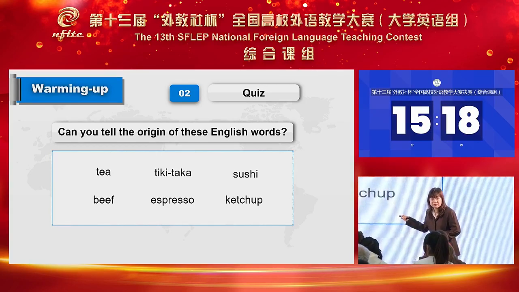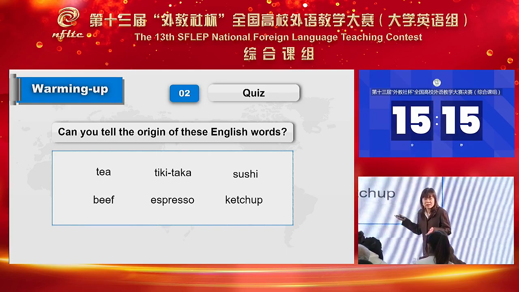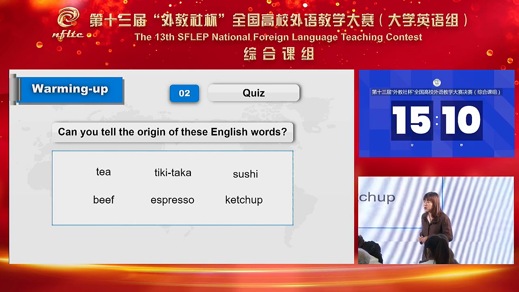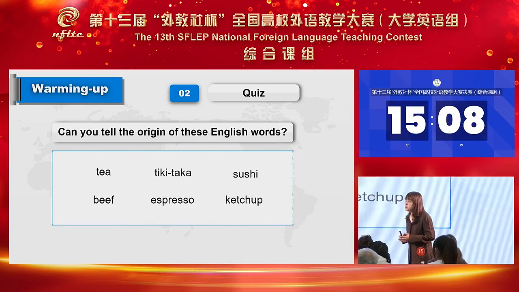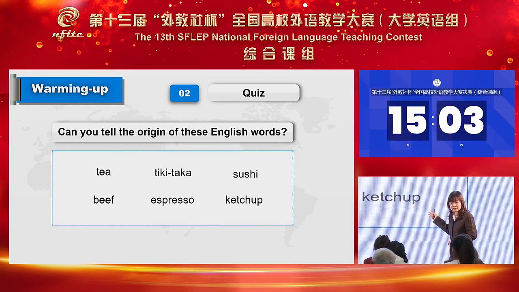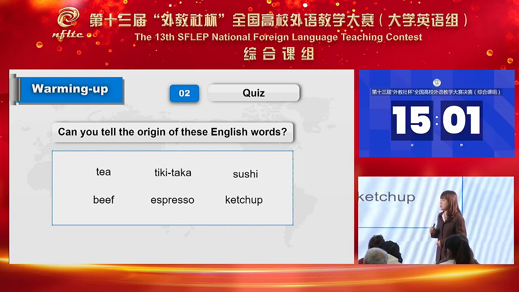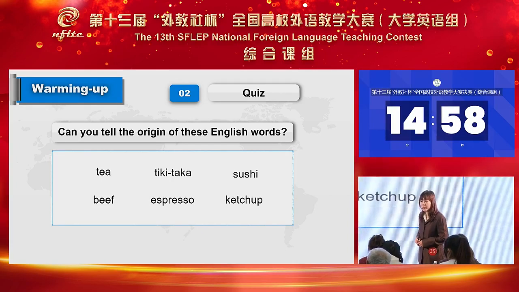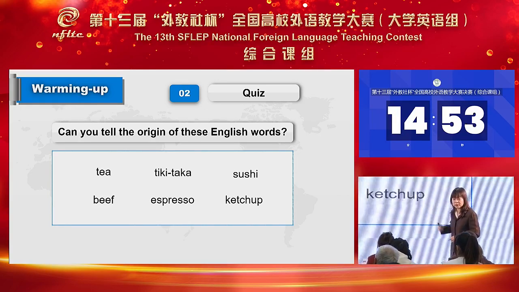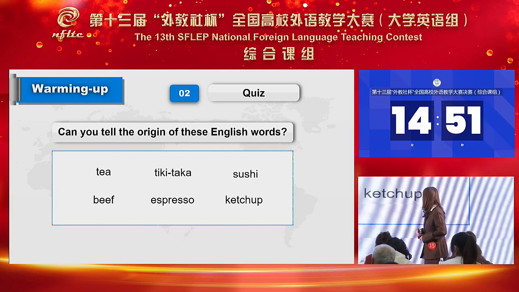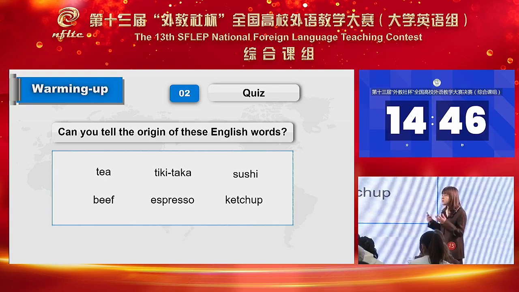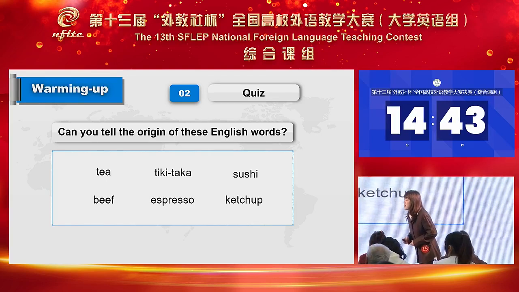Tea, from China, that's right. Tiki-taka? Do you watch football? It's actually a football tactic, so it's from Spain, right? Sushi? Yes, Japan. It's a Japanese word. Beef. From French. Espresso. Yes, Italian. Very good. Ketchup. You know that? It's in fact, yes, a Chinese word. Very well done.